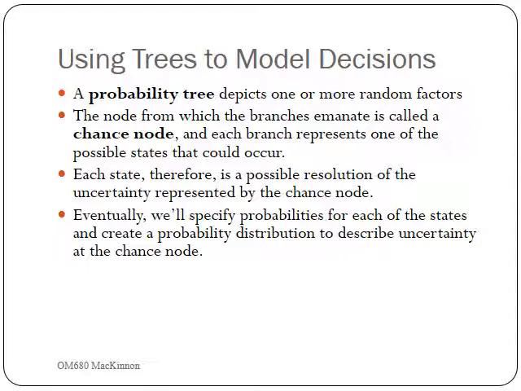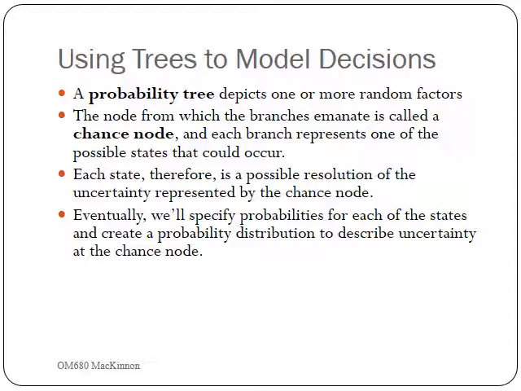A probability tree is basically a graphical representation of the payoff table. There is a node in a probability tree which branches out. It's called the chance node. Each branch out of that chance node represents a state. For example, our states would be good, fair, and poor. So each state is a possible resolution of uncertainty represented by the chance node.